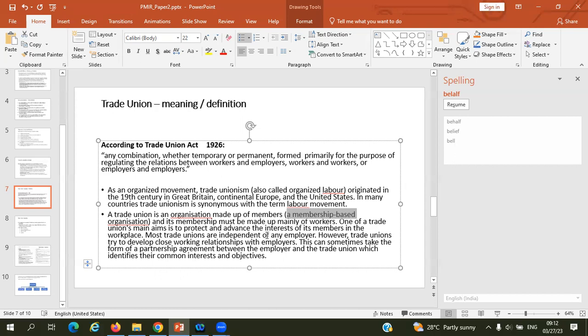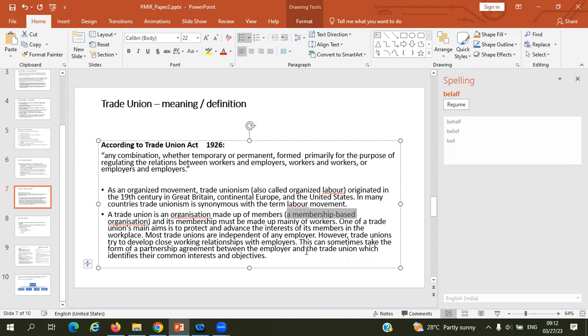Most trade unions are independent of any employer. However, trade unions try to develop a close working relationship with employers. This can sometimes take the form of a partnership agreement between the employer and the trade union, which identifies their common interest and objectives. We will read ahead about recognition, how the employer is involved in trade union. In many places employers are associated with the trade union. In many places they are not related. That means it's not a valid trade union.